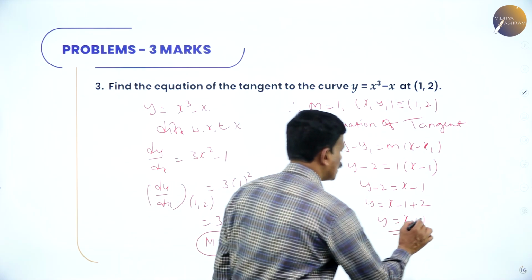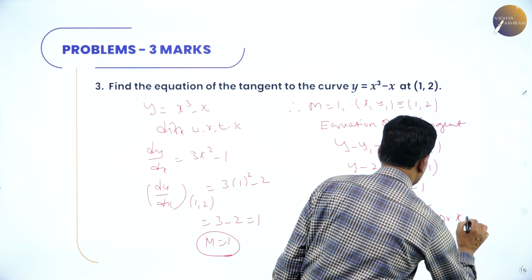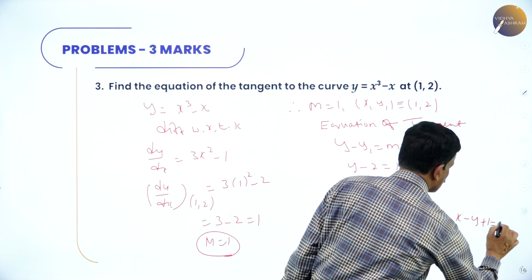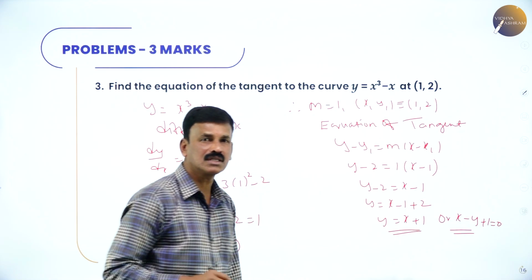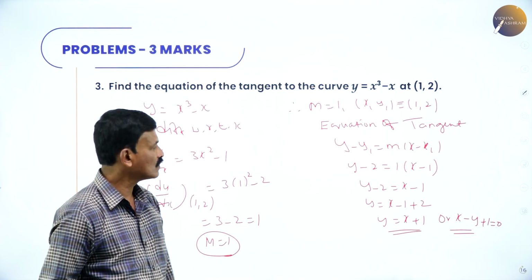Or we can also write like this, x minus y plus 1 is equal to 0 is the equation of the tangent. That's it. Very simple for 2 marks or 3 marks.